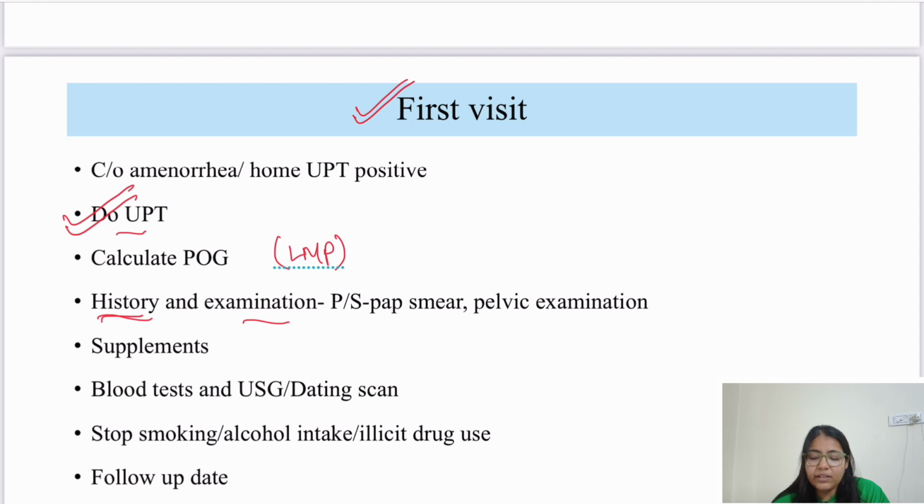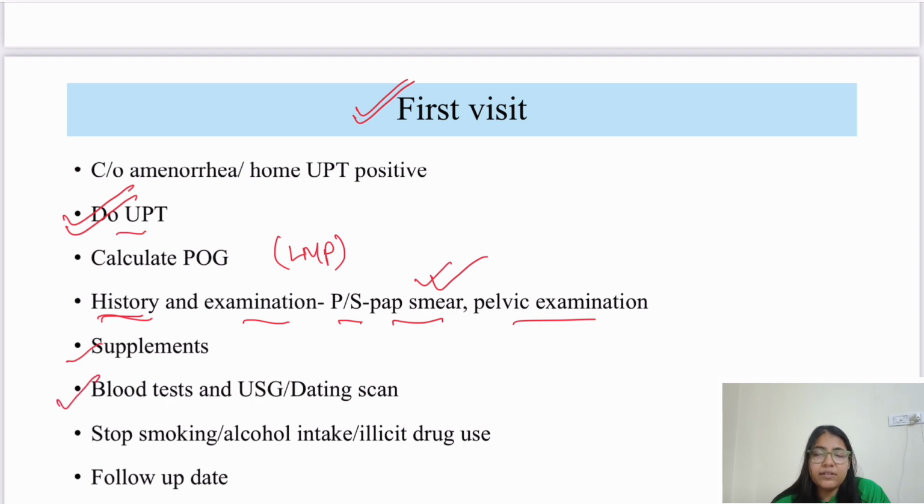We do examination. In the first visit, it is an opportunity to screen the patient for cervical cancer. So a pap smear is taken in most of the cases. So we do a PAP smear and pelvic examination to know about the size of the uterus. And also in some cases, if you are suspecting ectopic pregnancy, then pelvic examination will give you some information about the same. Then after taking history and examination, we tell the patient to take some supplements, vitamins, iron, folic acid, depending upon her period of gestation.